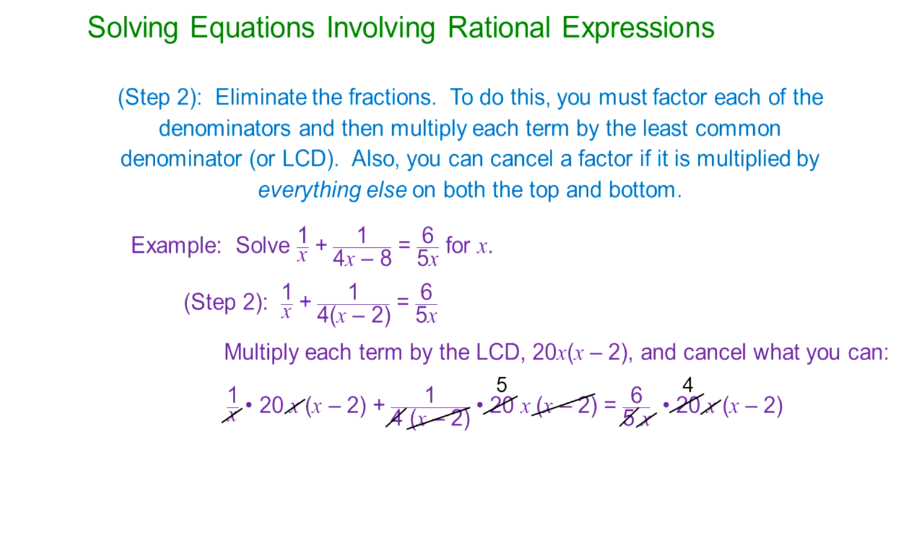As I hinted at earlier, many students think that they can leave the factor of x out here and just use 20 multiplied by x minus 2 as the least common denominator. However, you should be able to see that, if you do that, you will not be able to cancel the x in the first part or the x in the third part with anything because you will not have an x multiplied by everything else on the top. That means that I do need to include the x as a factor when I talk about the least common denominator for this problem.